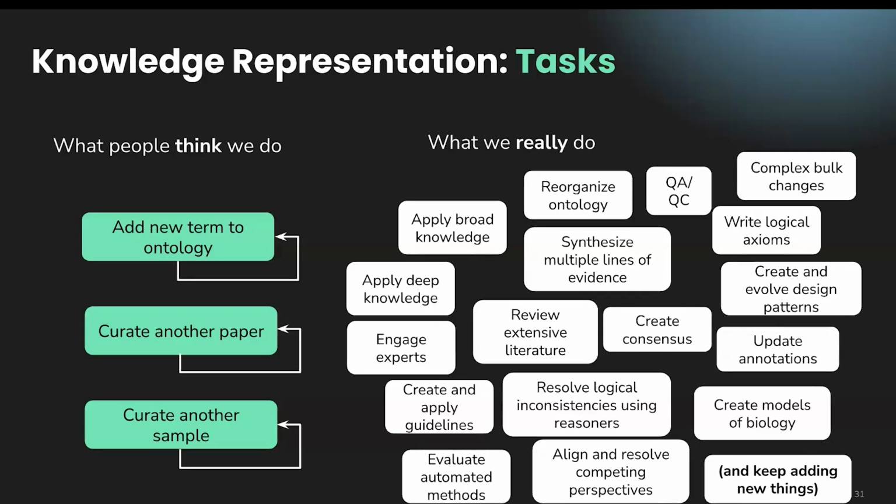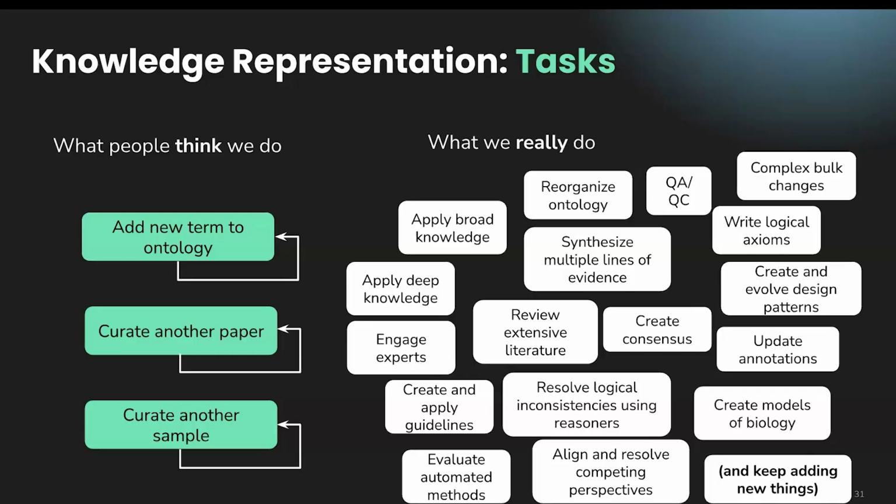We need to do things like refactor and reorganize ontologies. We need to handle big, complex bulk changes to the ontology, like maybe adding a set of mappings en masse. We need to write logical axioms that allow us to use reasoners to keep the ontology consistent, and even come up with the design patterns for writing those logical axioms.